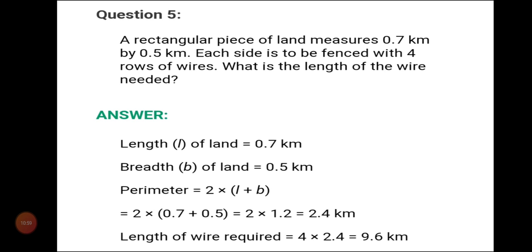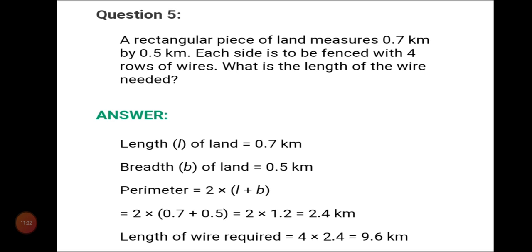Dear students, now question number 5. A rectangular piece of land measures 0.7 kilometer by 0.5 kilometer. Again, rectangular it is, so length and breadth are given to us. Each side is to be fenced with 4 rows of wire. What is the length of the wire needed?